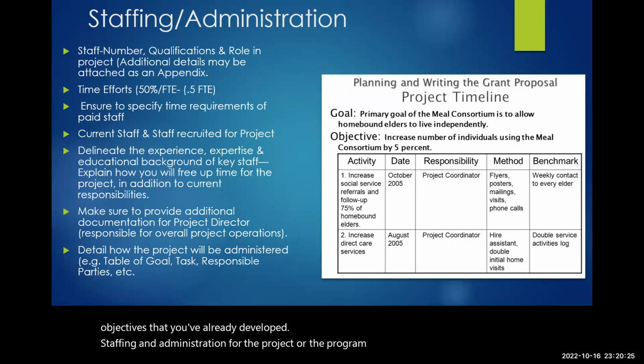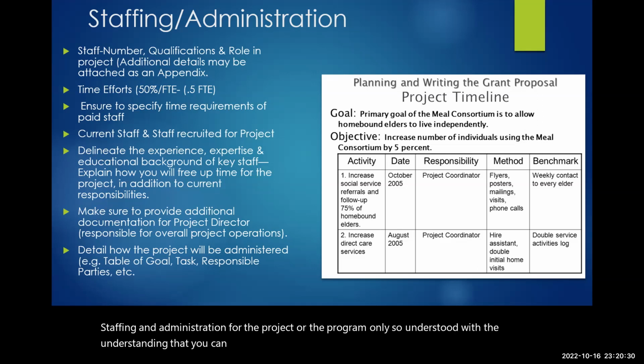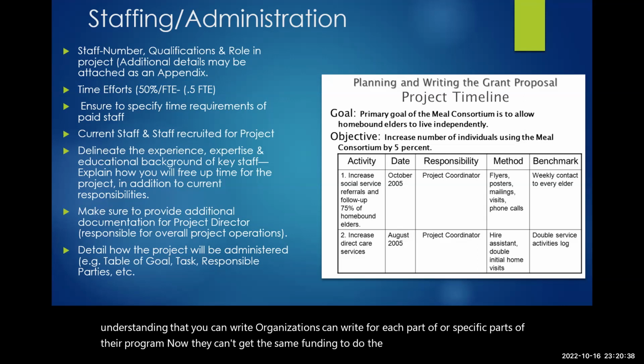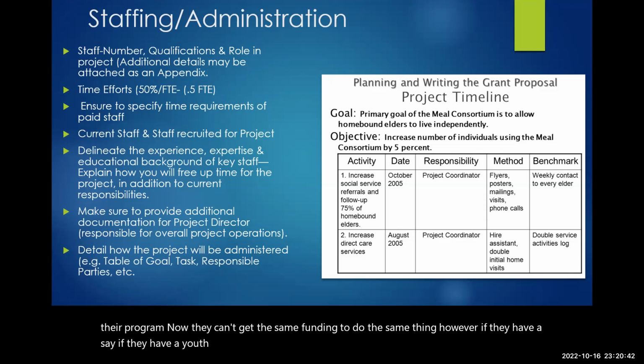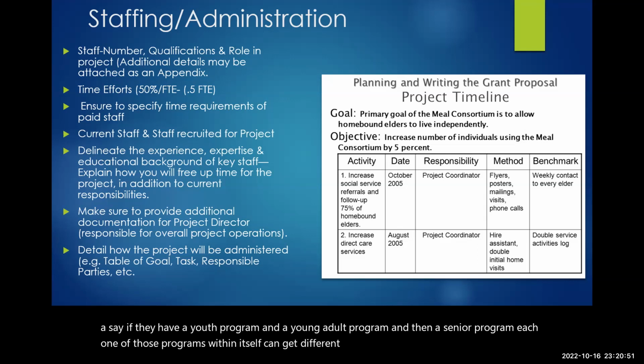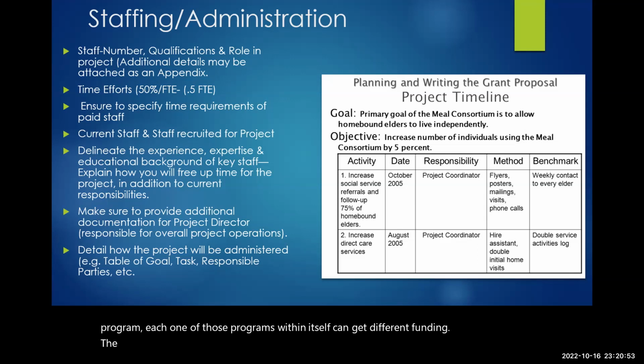So with the understanding that organizations can write for each part, or specific parts, of their program, they can't get the same funding to do the same thing. However, if they have a youth program, a young adult program, and a senior program, each one of those programs within itself can get different funding. They can't really combine the funding.